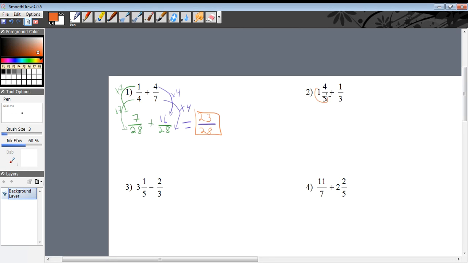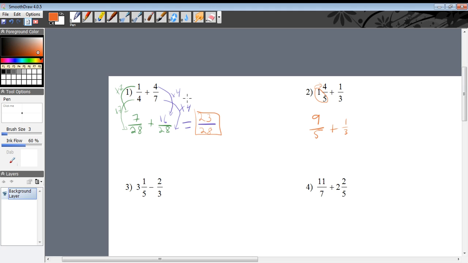So to turn this into an improper, I'm going to multiply the 1 times 5 and then add it to the 4. So 1 times 5 is 5, and then add it to the 4 will be 9. So we'll have 9/5 plus 1/3.